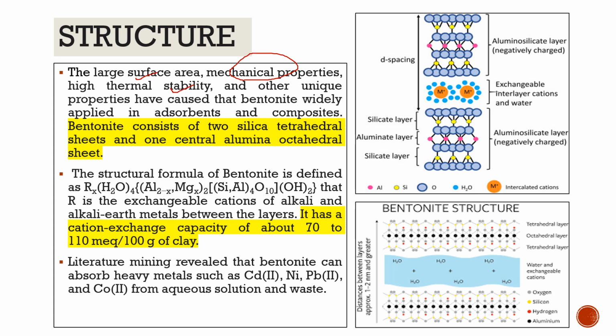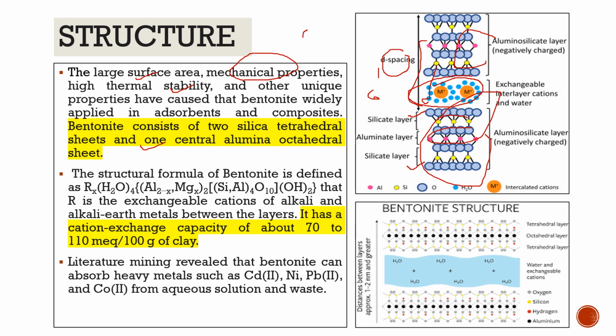If you look at the bentonite structure, it has two silica tetrahedrals and one aluminum octahedral. This is the aluminum octahedral, this is the silica tetrahedral. This is called one sheet. This is called another sheet. The distance between these two sheets is called the d-spacing. If the d-spacing is less, that indicates that these two sheets are very close to each other. This interlayer space is made up of water or some cations like calcium or sodium.